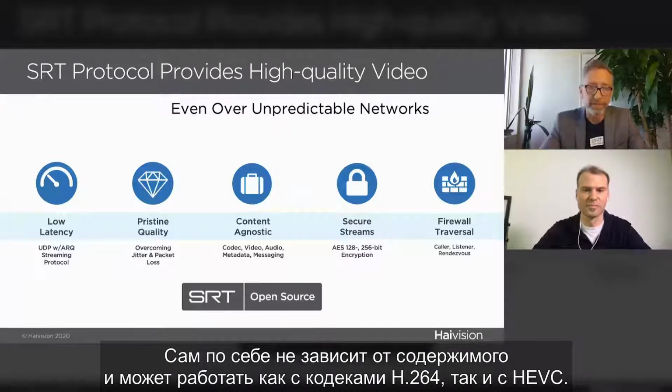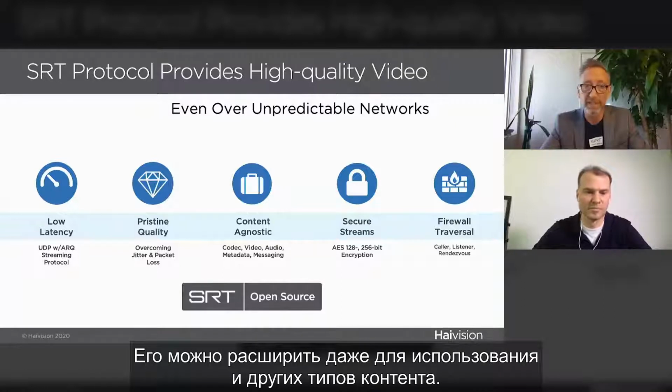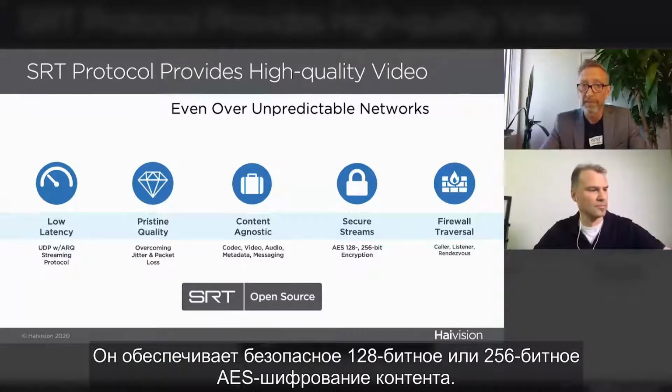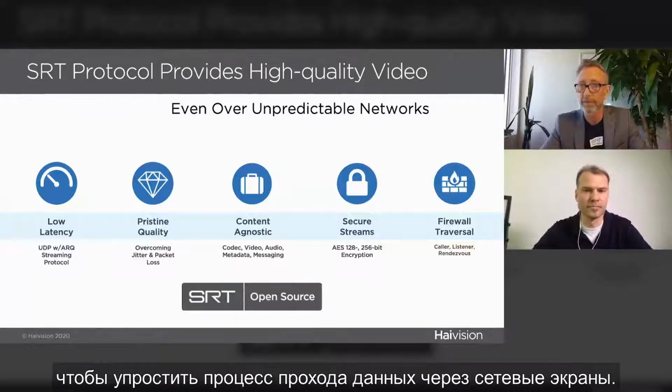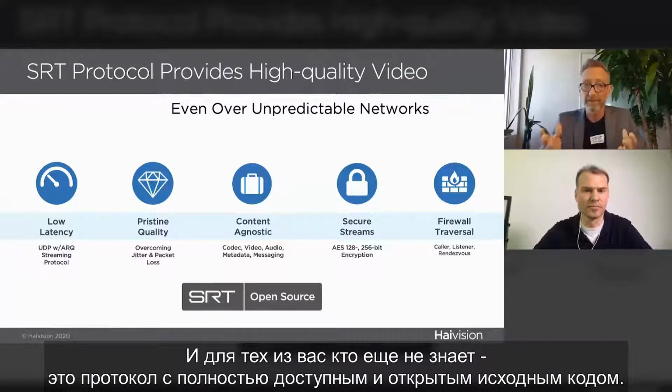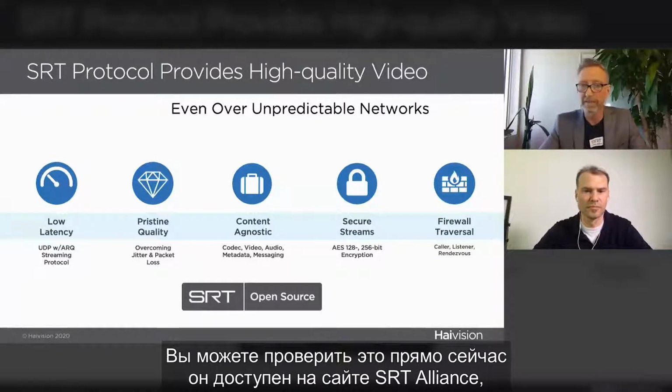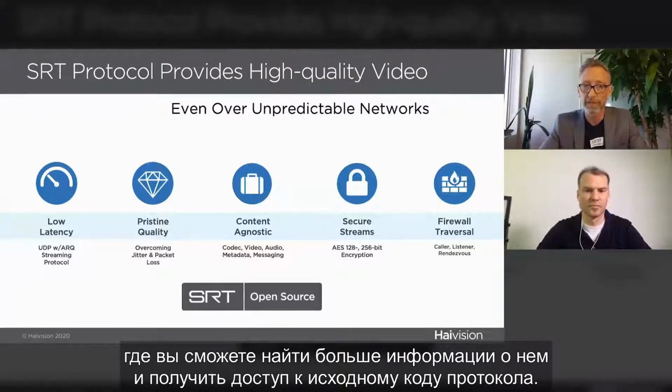The protocol itself is content agnostic. It works with H.264, it works with HEVC, it can even be extended to other types of content. It provides secure AES 128-bit or 256-bit encryption, and you'll see in one of our demonstrations today how it can be used to help simplify the process of firewall traversal. And for everybody here on the call, if you don't know already, it is available open source. You can go check it out on the srtalliance.org site, where you can get more information and get access to the source code on GitHub.